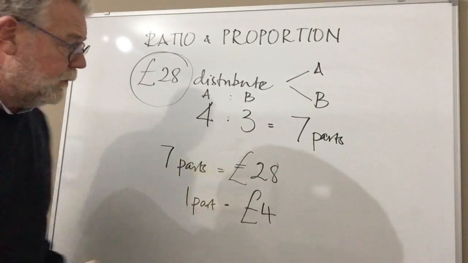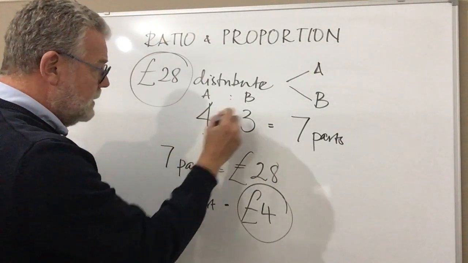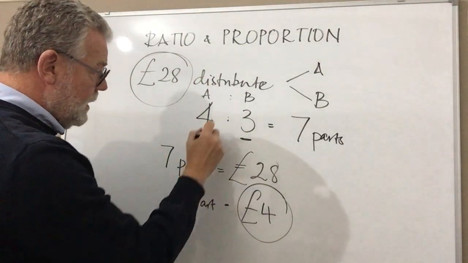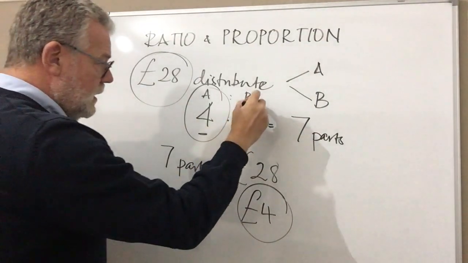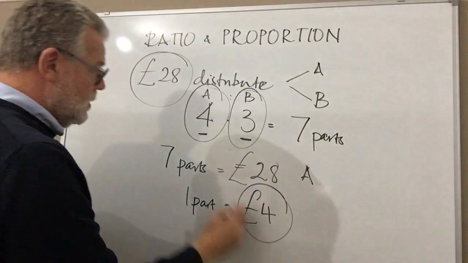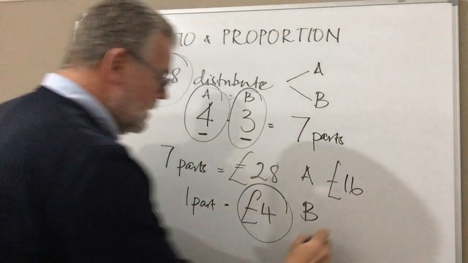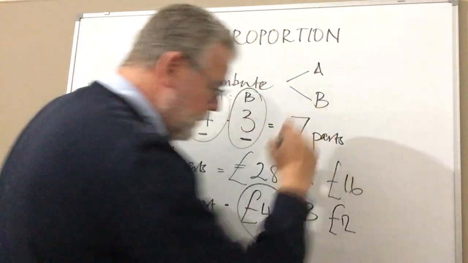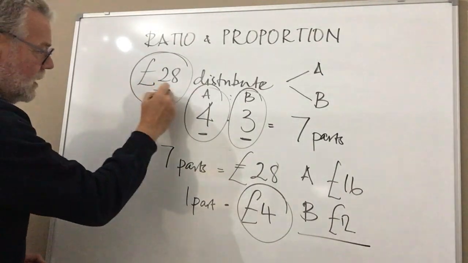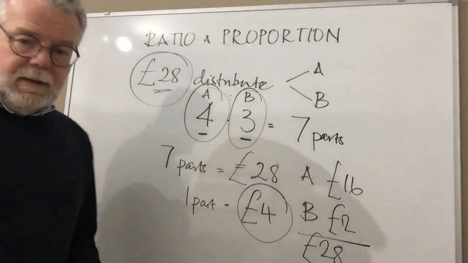Now, that's really powerful because now I use that information to go back up here and say, okay, I'm distributing it in the ratio of 4 to 3. So that charity gets 4 parts, that charity gets 3 parts, so therefore we would say charity A is going to get £16 and charity B is going to get £12. And if we add them together, of course, it should take us back to where we started, which it does, which is £28. And that's it.